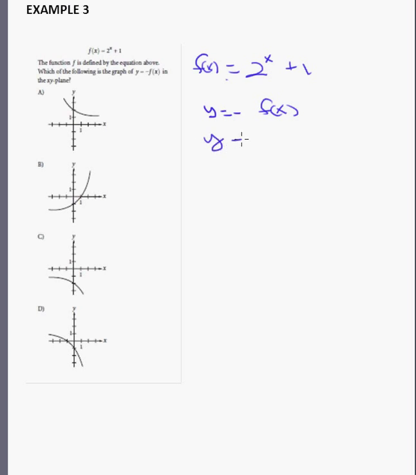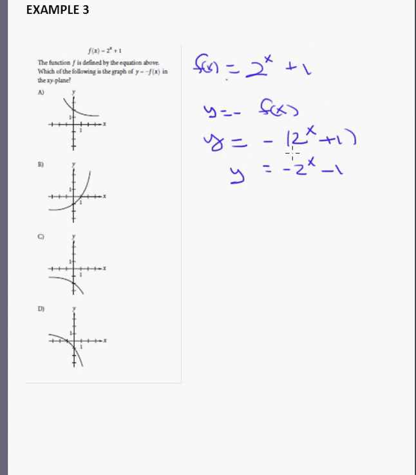That means our y is equal to minus 2 to the power x plus 1, which is equal to minus 2 to the power x minus 1. This is our y. This is the function that we want to graph. So which of these graphs represent this function right here?